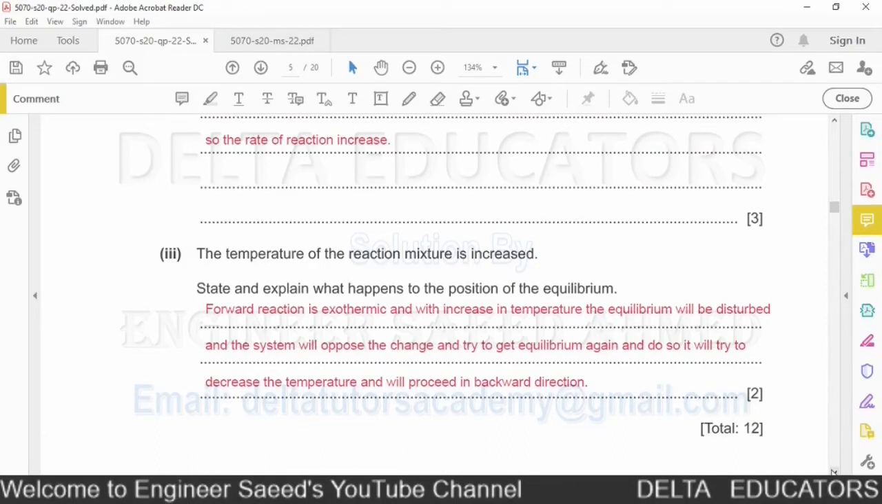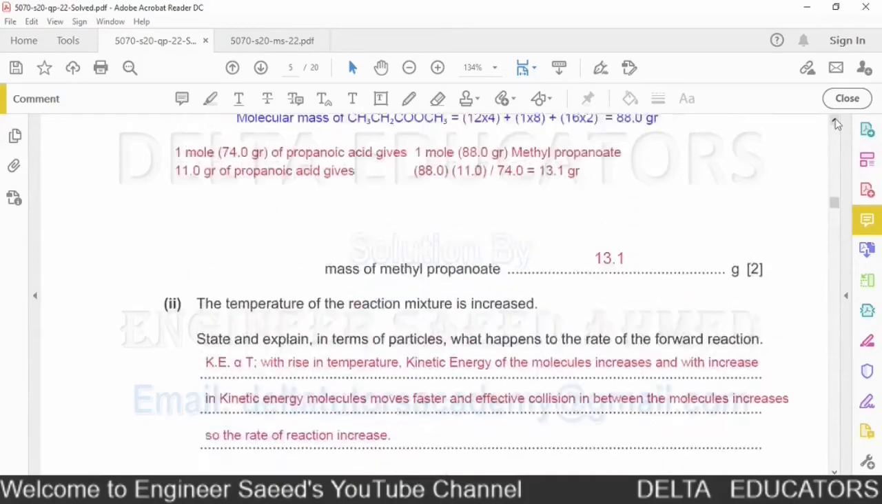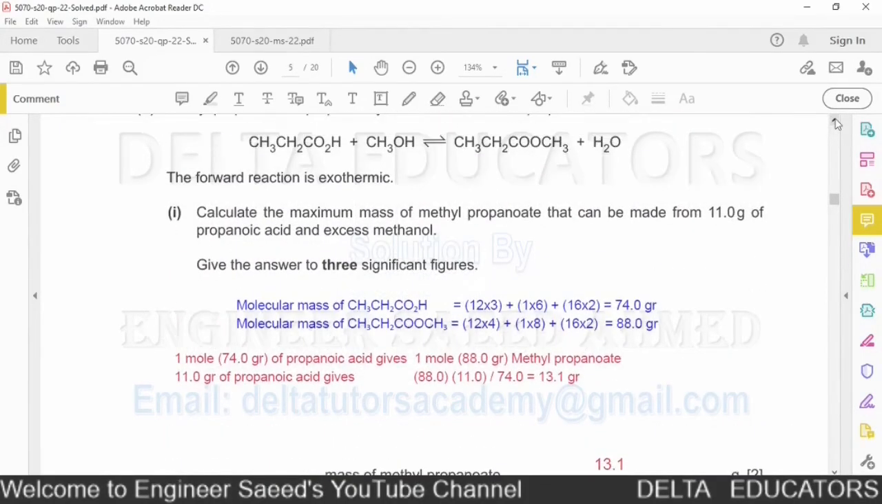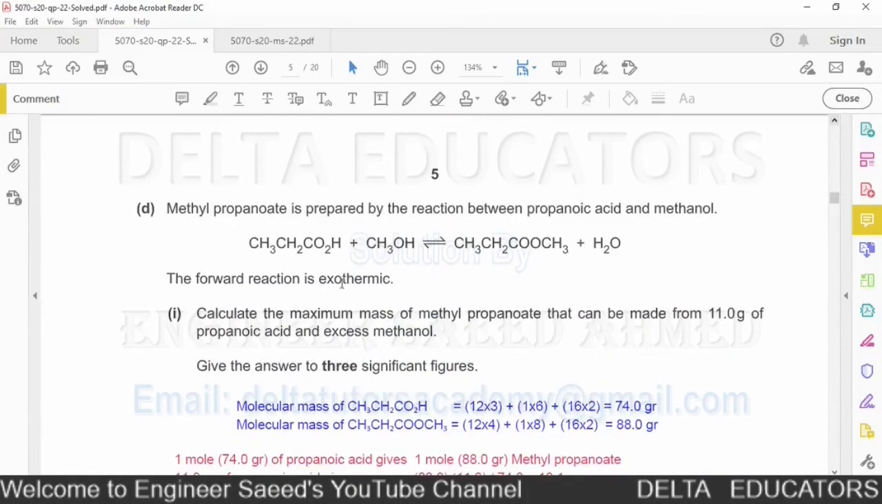Part 3. The temperature of the reaction mixture is increased. State and explain what happens to the position of equilibrium. Here the reaction is exothermic. It is given here the forward reaction is exothermic, and this reaction is reversible. When the reaction is reversible and exothermic, and here it is shown the equilibrium is established.